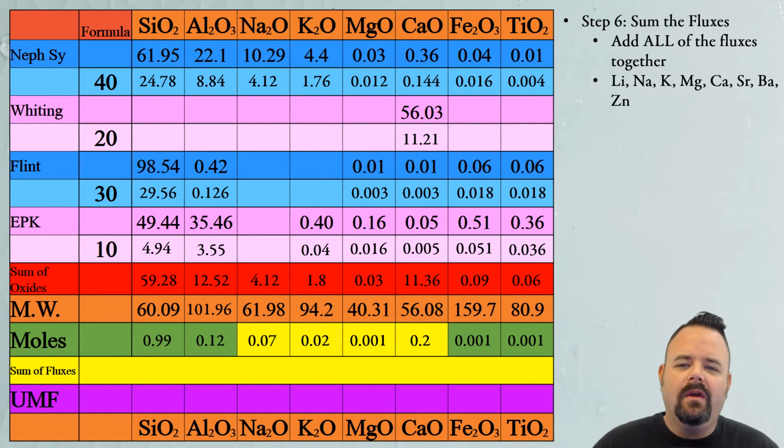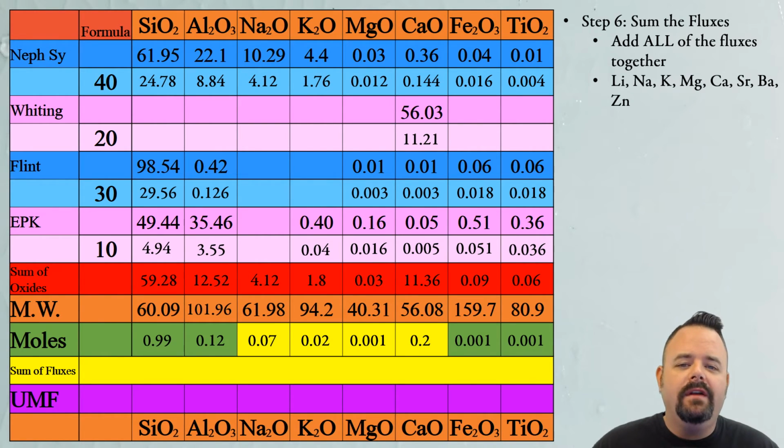Now, if you go back and watch our other videos, like Why Are Cone Temperatures Random, or our workshop, Glazed and Confused: Understanding the UMF, you'll understand that we're putting everything in proportion to the fluxes. We are now making our 1 gallon of gas. To do this, we take everything that is a flux, and that could be lithium, sodium, potassium, magnesium, calcium, strontium, barium, or zinc. Now, in this case, we've only got sodium, potassium, magnesium, calcium, and that's fine.